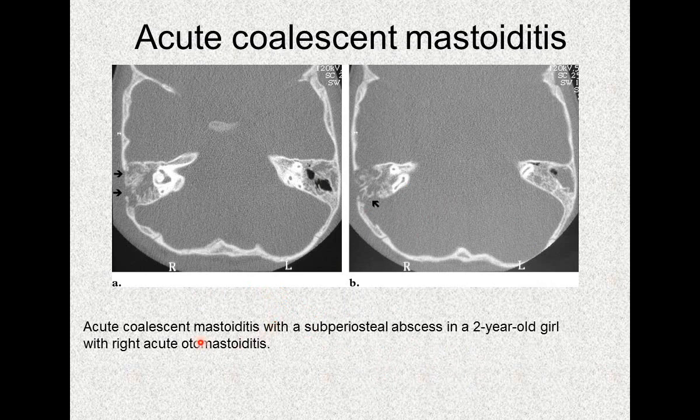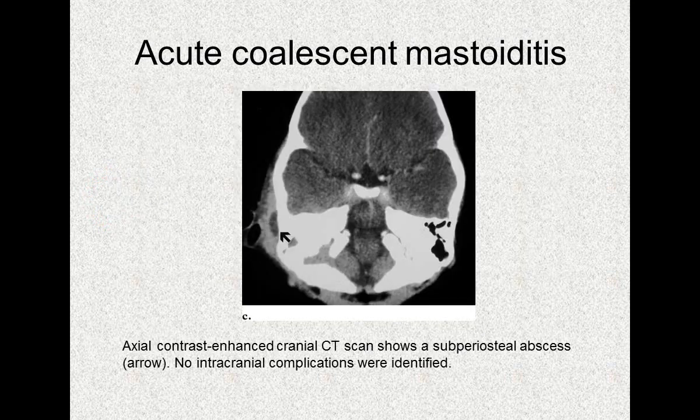Acute coalescent mastoiditis with supraosteal abscess, a 2-year-old girl, acute right mastoiditis. Temporal bone CT shows abnormal soft tissue attenuation in the right mastoid air cells with erosion of the external cortex and the sigmoid plate. Abnormal attenuation seen on the left side is probably due to serous otitis. Acute coalescent mastoiditis, supraosteal abscess, no intracranial complication.